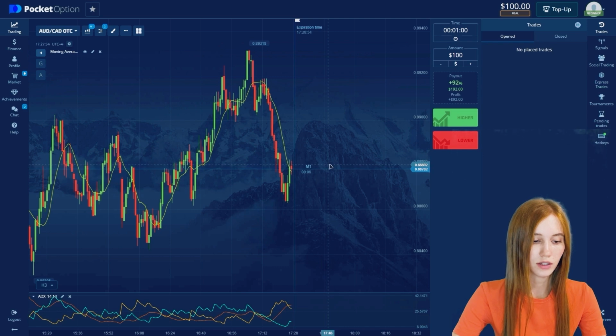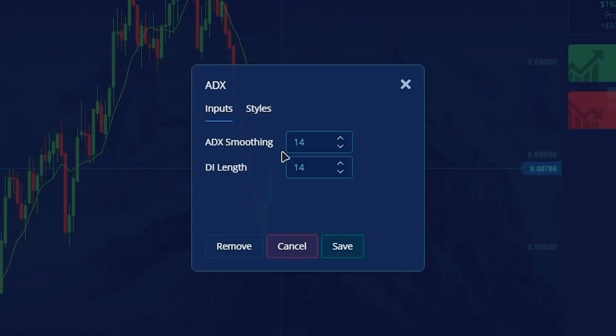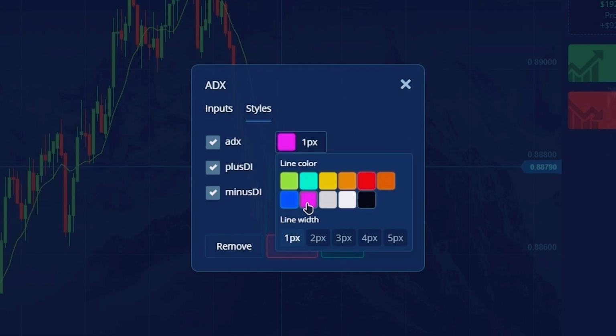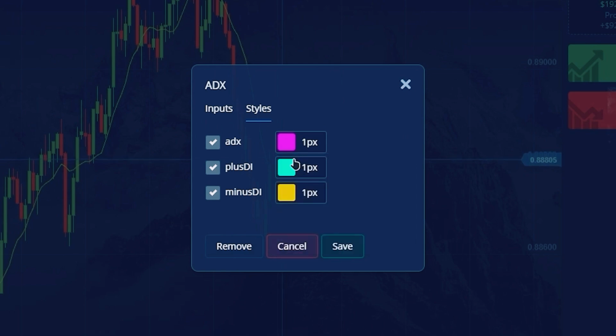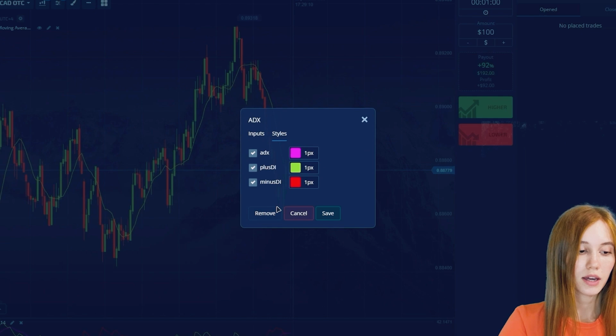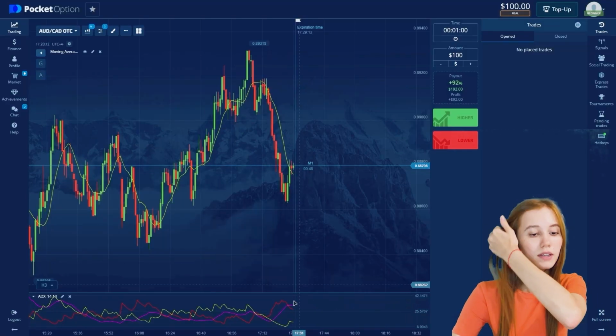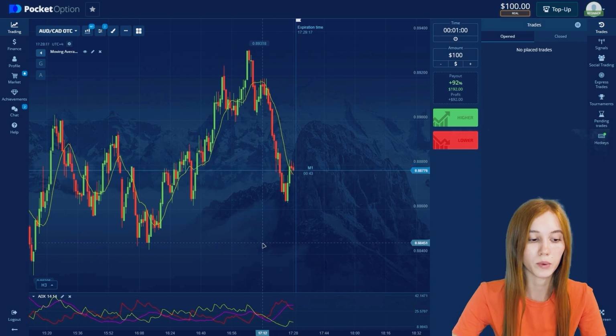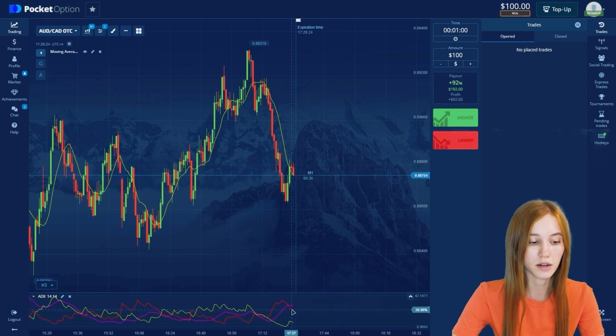Let's change the ADX setup a bit. Let's make the line purple. Let's make plus DI green, minus DI red. This way it will be more beautiful and clear. Let me tell you about it. The ADX indicator shows the average distance between two components, plus DI and minus DI, that is, between the green and red lines for a certain period of time.